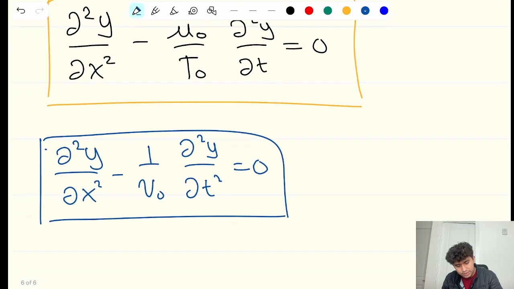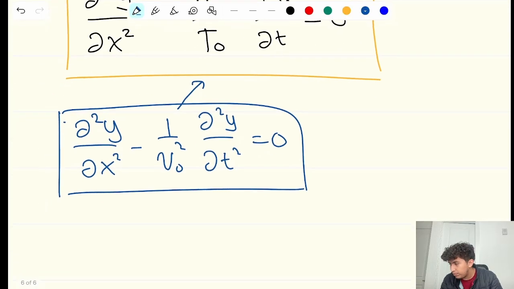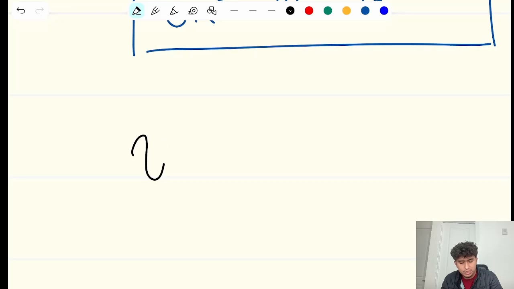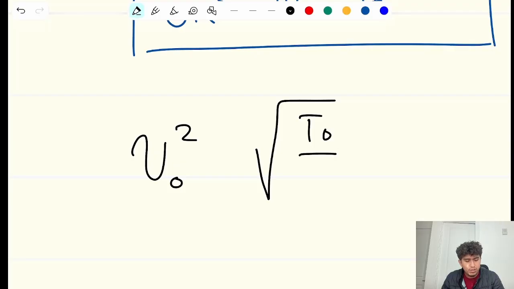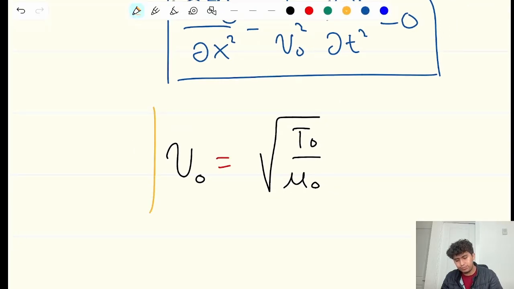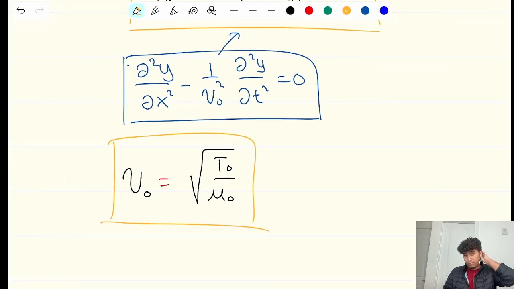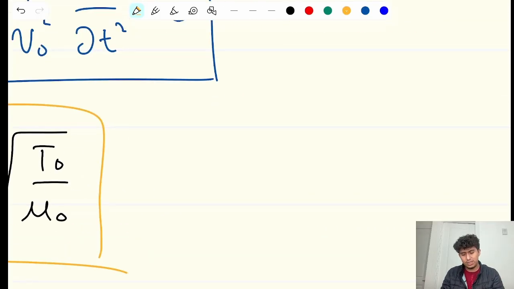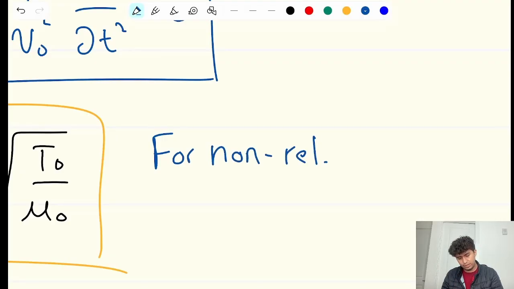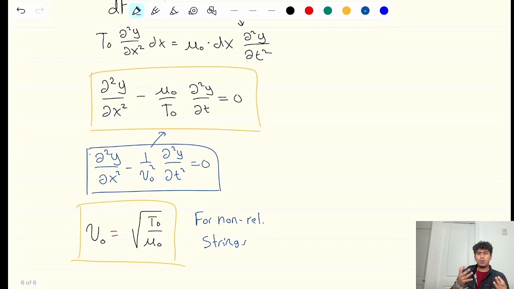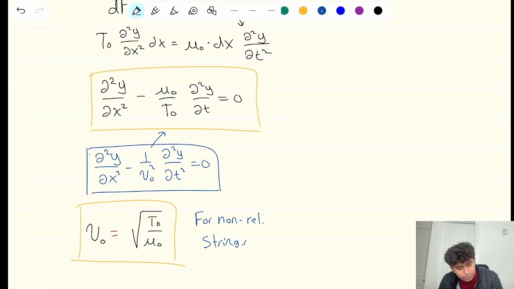Then you notice that this term is the same as this. Therefore, the speed of this wave on the string is just the square root of the tension divided by the linear density. Cool. For relativistic strings, this is going to change. This is just for non-relativistic strings.